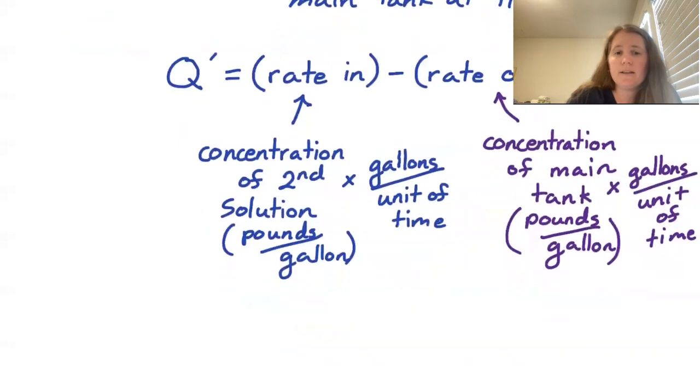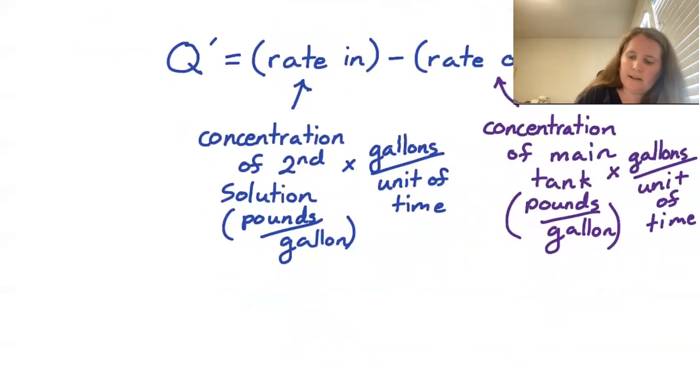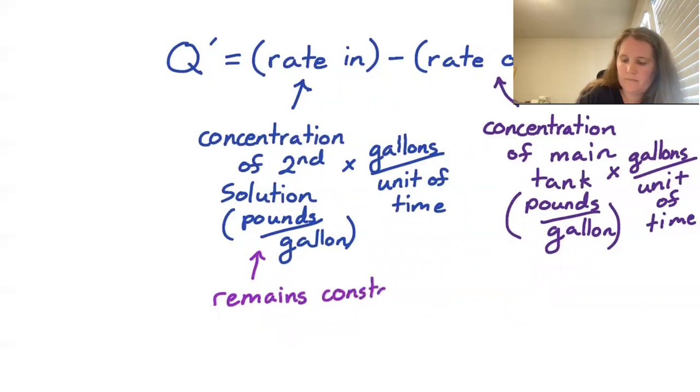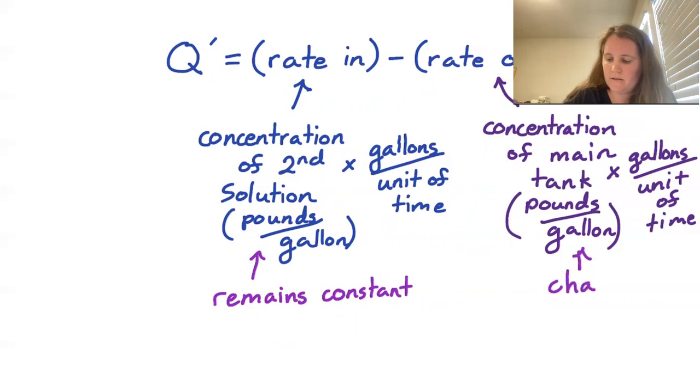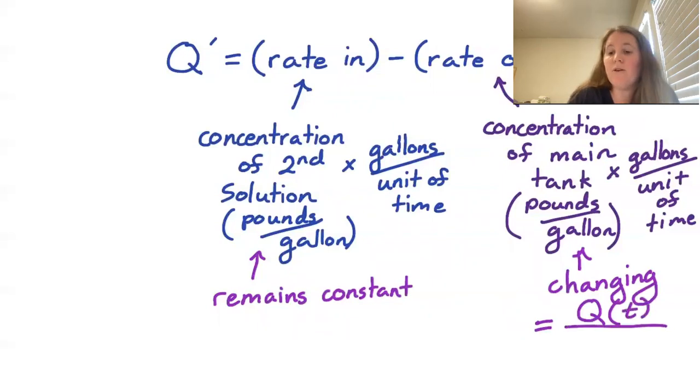So again, the trick here: the concentration in the second solution remains constant. The concentration of the main tank is changing. But it can be found by taking whatever our quantity is, the pounds at time t, and dividing by the volume at time t.